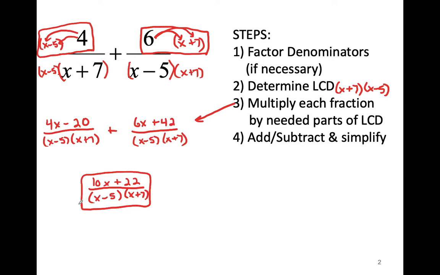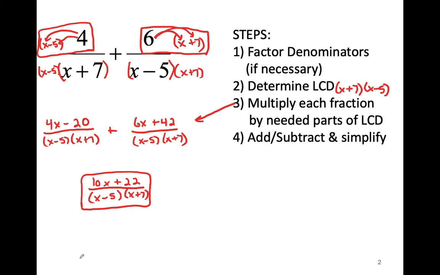Okay? So again, if we walk back through our steps here, step number 1, we factored our denominators. We didn't have to do that in this problem. Our work was pretty easy. Step number 2, we determined the lowest common denominator. We did that by just looking at each part of the denominator. Then we used those parts to create the least common denominator in both fractions, and then we just added, subtracted, and simplified. And that's how we are going to add rational expressions.